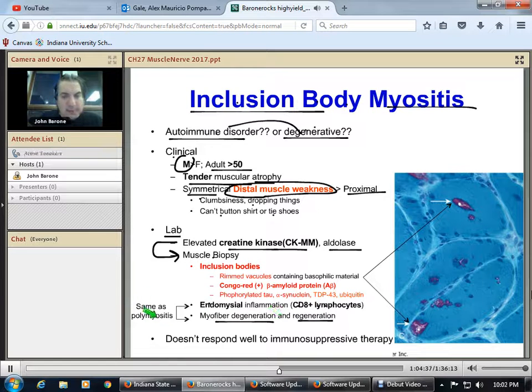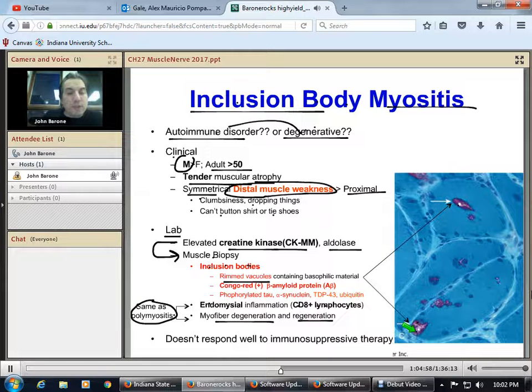Endomysial CD8 lymphocytes causing degeneration, and this sounds exactly like polymyositis. Sounds exactly the same. But what's different is it has inclusion bodies. So that's the key difference. Otherwise, it looks like polymyositis. Look for the inclusion bodies.